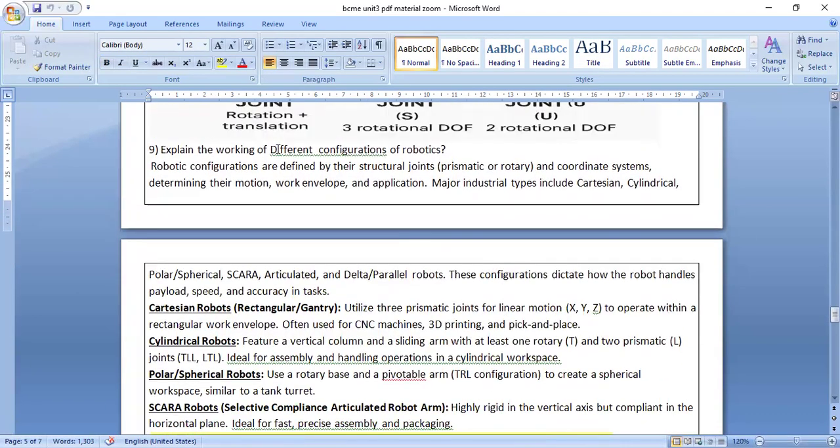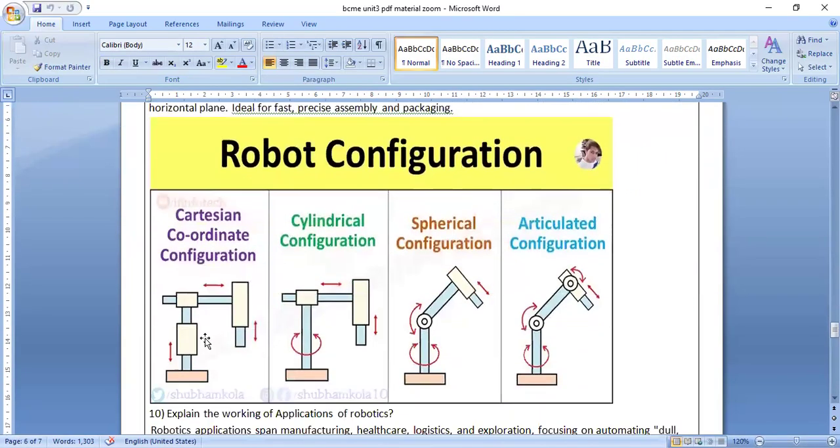So, explain the working of different configurations of robots. The different configurations of robot structures are prismatic and rotary, and the coordinate system determines the motion, work envelope, and applications. Mainly industries develop Cartesian, cylindrical, spherical, SCARA, and articulated. There are many, but Cartesian and cylindrical: Cartesian is XYZ, cylindrical is XYZ with some theta. Thetas are allowed here.